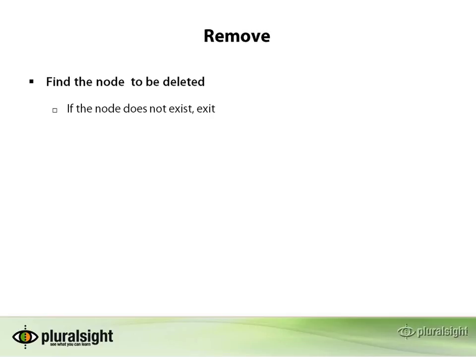So remove has three distinct phases. First, you find the node to be deleted. If the node does not exist, we exit. Now remember from find that it's easy to tell if a node does or doesn't exist in a tree, and it's pretty efficient to do that. Now, if the node that we found is a terminal node or a leaf node, you simply remove it from the tree by nulling out the parent's pointer to the node we're deleting.